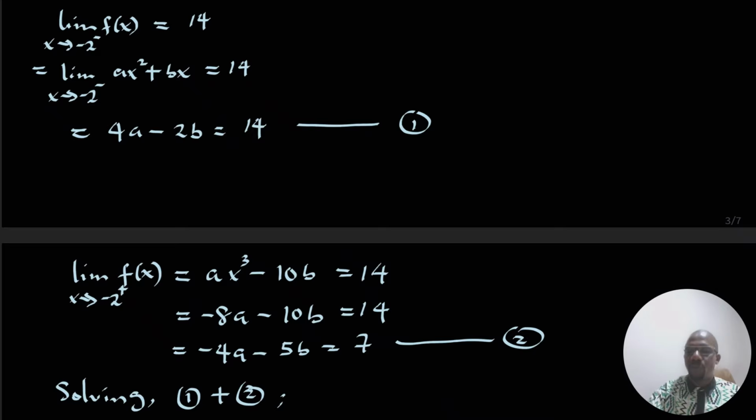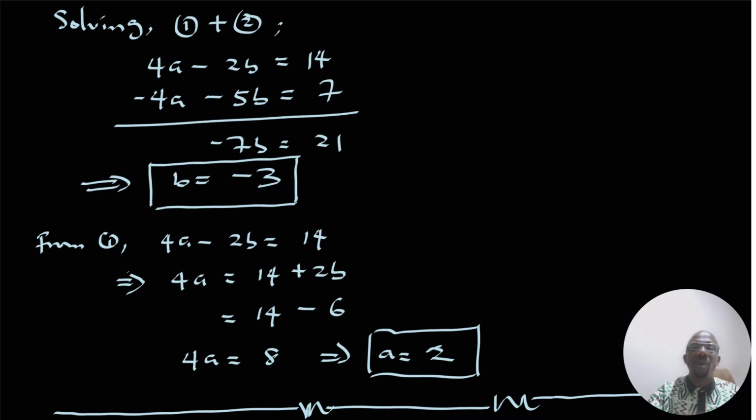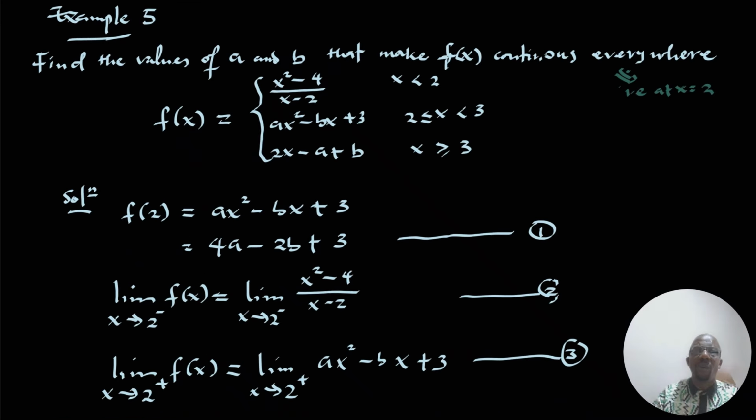Now, solving equations 1 and 2 gives us this. Simplifying gives us b equals minus 3, and then from equation 1, using substitution, we can get a to be 2. That is how we have found a and b as we were required to find.